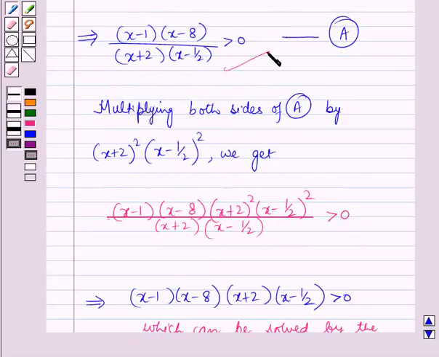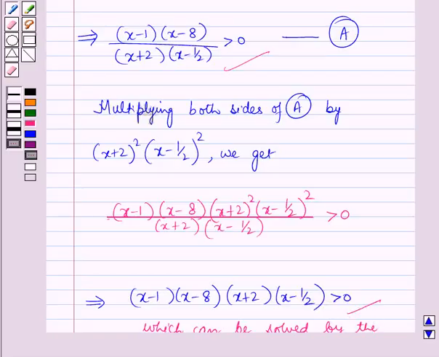Now from these two inequalities we can see that the solution of (x - a)(x - b)/((x - c)(x - d)) is greater than 0 is the same as the solution of (x - a)(x - b)(x - c)(x - d) is greater than 0.